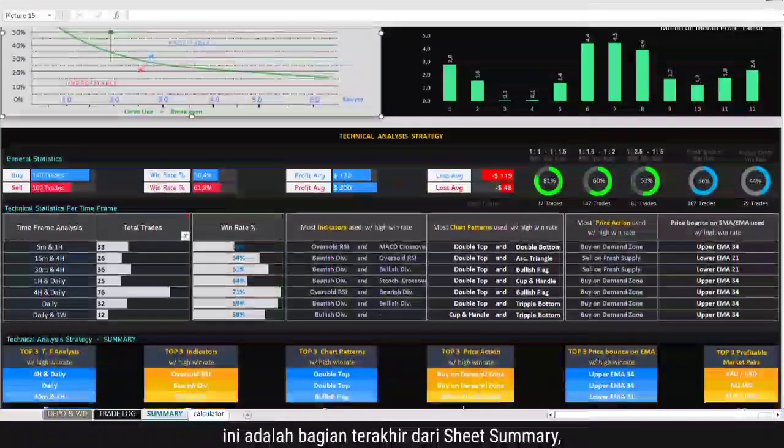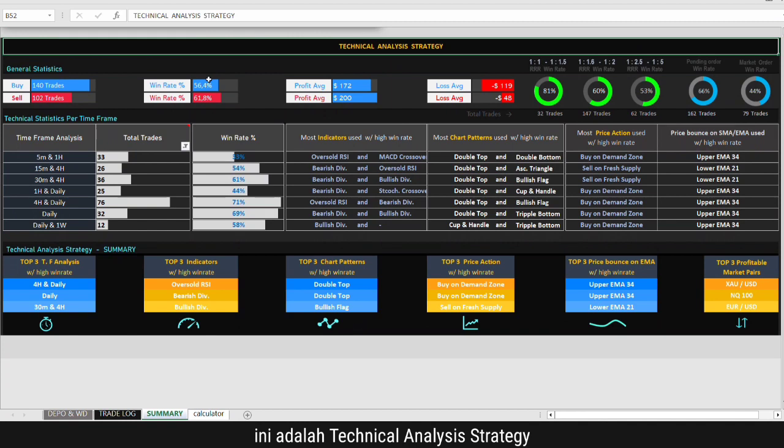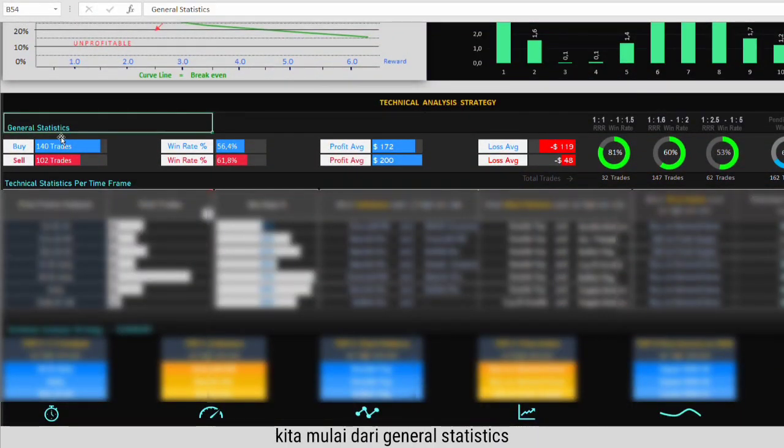And this is the very last part of the summary sheet. This is the technical analysis strategy. Here is the data from the result of the strategy we use, and there are also some general statistics here. We start from the general statistics.